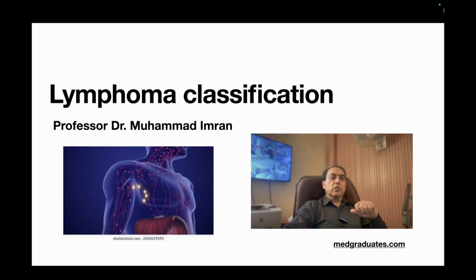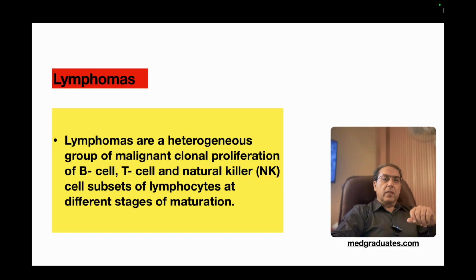In this video, we are going to see the definition of lymphoma, the classification of lymphoma, and the staging of lymphoma. Now, what is lymphoma? Lymphomas are actually a heterogeneous group of malignant clonal proliferation of B cells, T cells, or natural killer subsets at various stages of differentiation or maturation. So these are basically immature cells of B cell, T cell, or natural killer cell subsets.